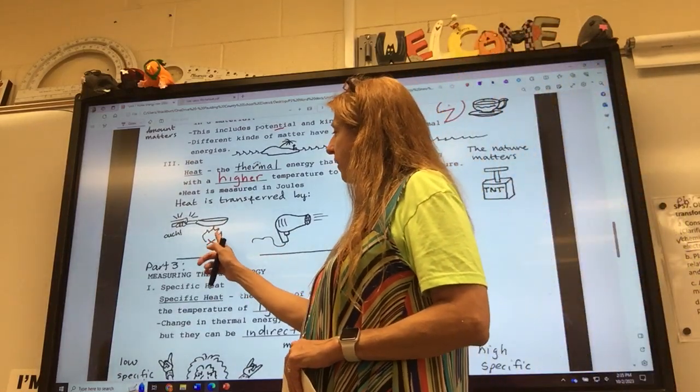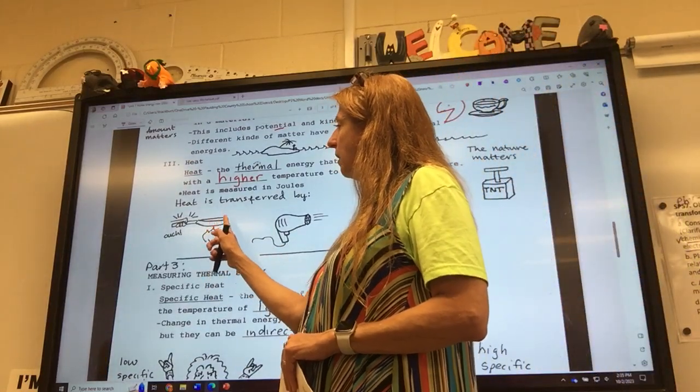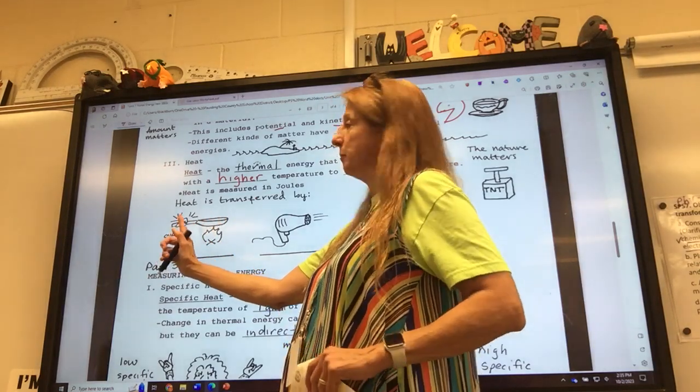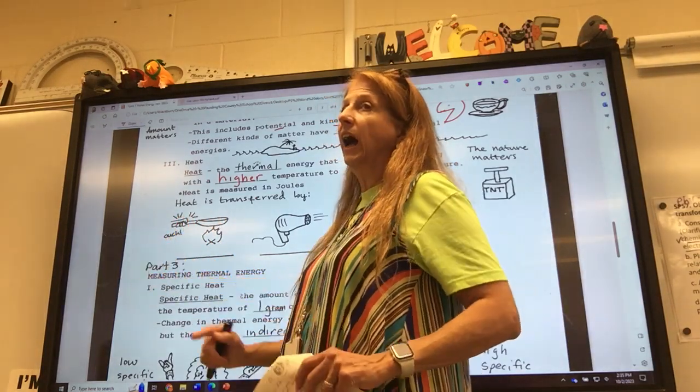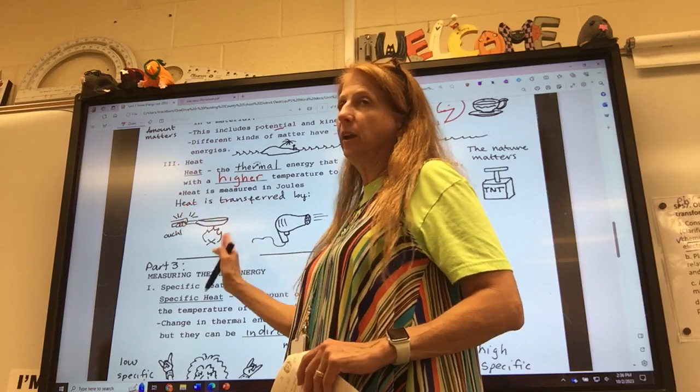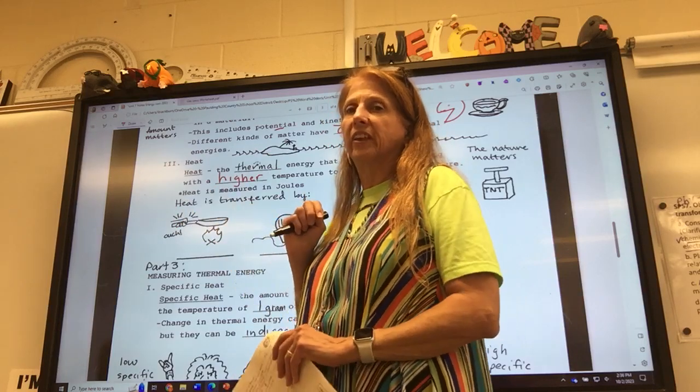Okay, so here I've got a fire and a pan. I'm holding the pan, but I don't have an oven mitt, so it's starting to get hot. Does anybody know how heat was transferred here? It starts with the letter C.